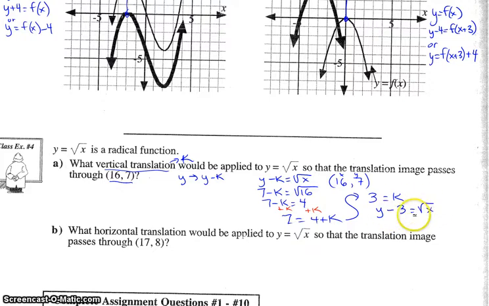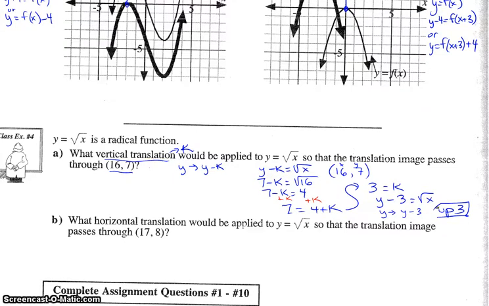By doing that, we can better see what the vertical translation was. So in other words, y was replaced with y minus 3. So what kind of translation is that? That would be up 3 units. There we go. Okay, you guys try part B, and then we'll check and see if we got the same answer.